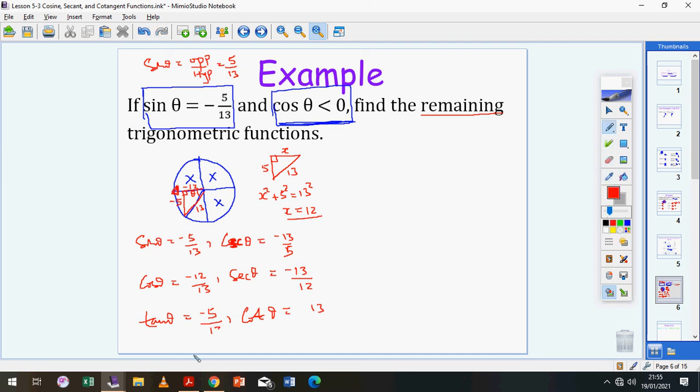Both of them cancel out to give you a positive, which is what I expect for tan to be in that quadrant. So it still checks out. And the reciprocal of tan is cot, which will be 12 out of 5, positive. So that's how I can find all the other ratios after having been given some preconditions.